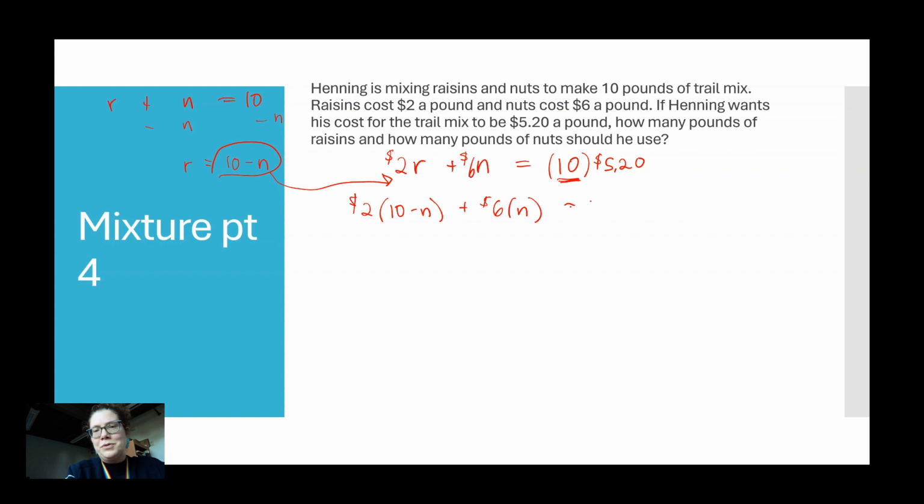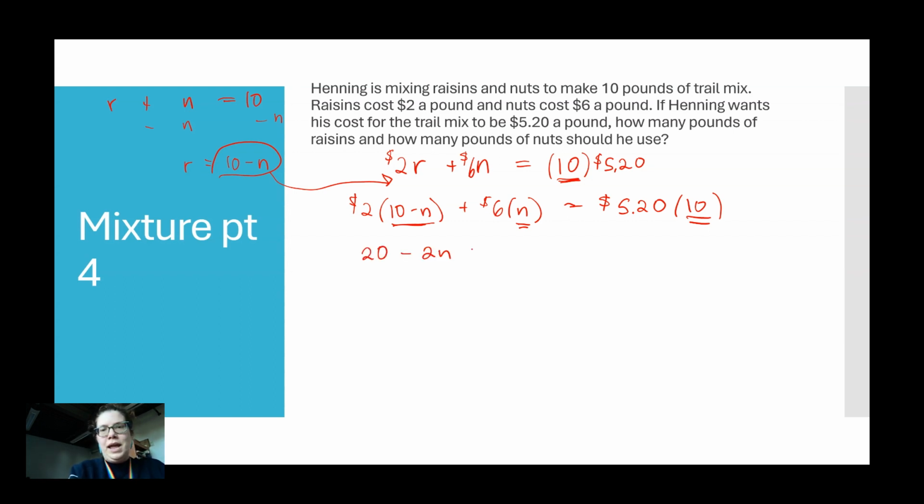And that makes, I'm going to switch it because I like it, $5.20 times my 10 pounds, right? Double checking. This plus this makes this. That's how we do our totals every time. We want to make sure that our amounts add up to our total amount. Okay, let's distribute and solve, huh?